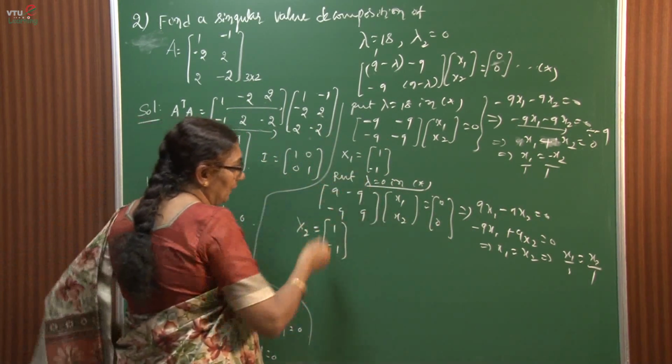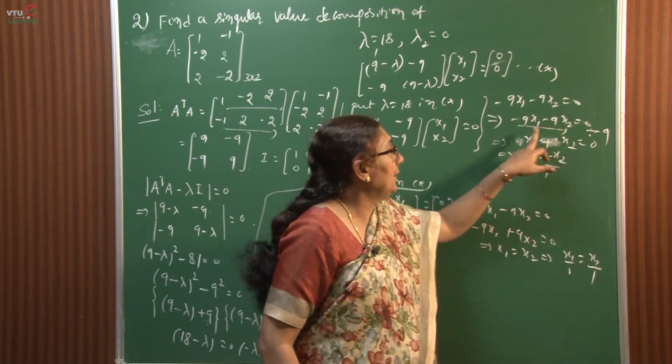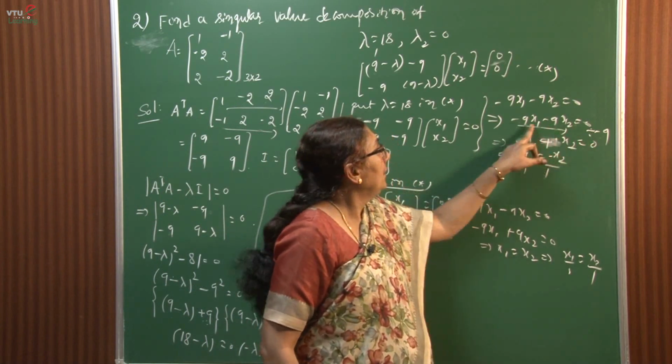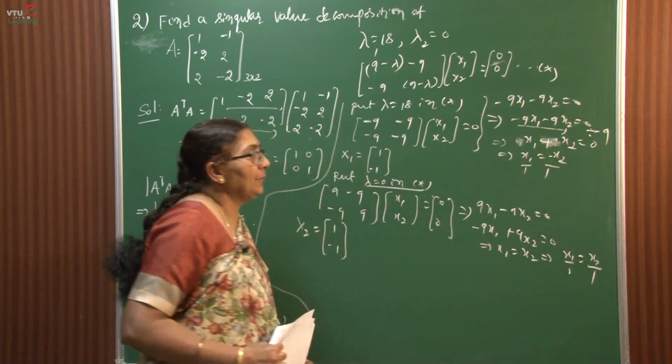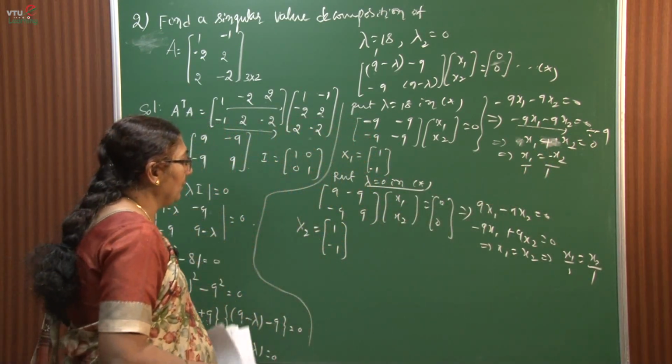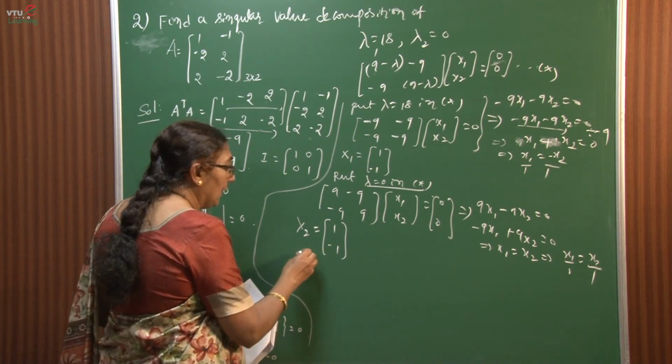Yeah, I made one small mistake here. Both are having negative sign. Divide by minus 9. x1 plus x2 equal to 0. Simplify that, we get x1 equal to minus x2. Therefore, 1 1 and 1 minus 1. These two are the eigenvectors.